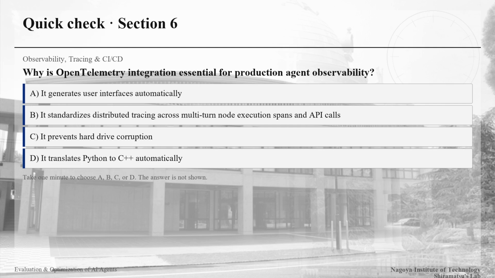Why is OpenTelemetry integration essential for production agent observability? Choose A, B, C, or D. Take 1 minute to think, then choose A, B, C, or D. The correct answer is not shown.